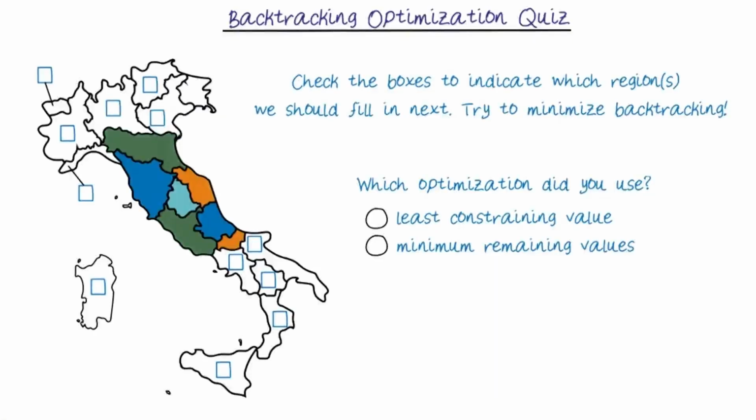Let's consider the optimizations we just discussed. For this half-colored map, which region should be filled in next in order to minimize backtracking? There might be multiple answers here, but choose one of these optimizations, and choose the region that matches with that.